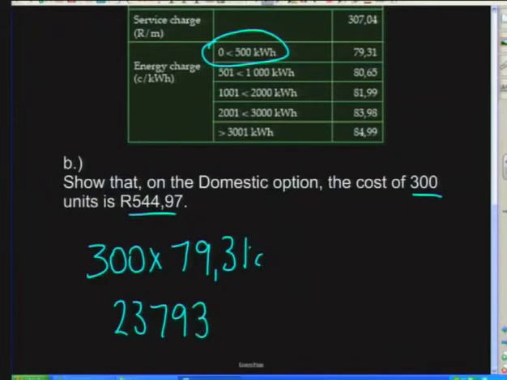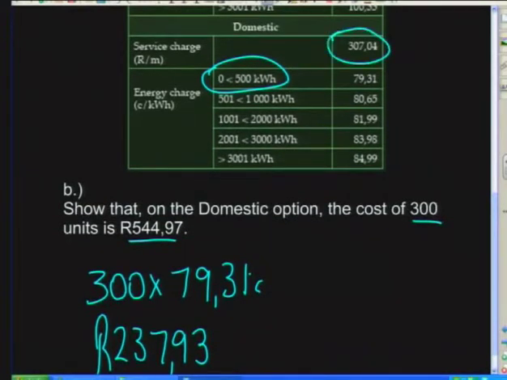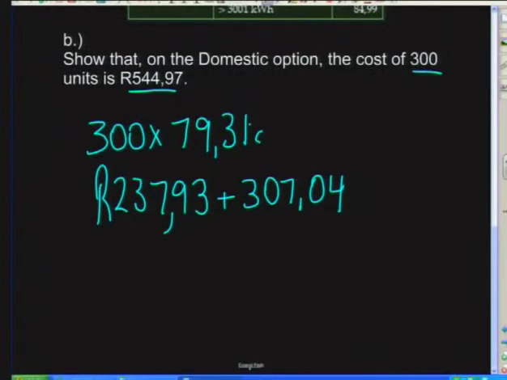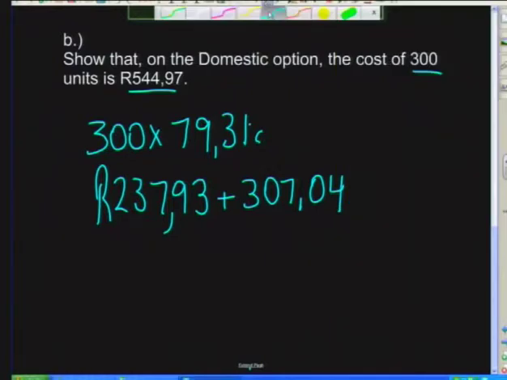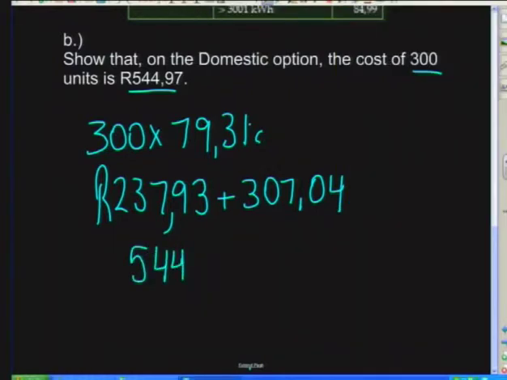237.93. Now remember, that was cents. I need to work in rands, so I'm going to just move my decimal twice or divide by 100. But with the domestic, we had a flat rate of 307 rand, so to that I need to add 307 rand and 4 cents. On my calculator I can divide that by 100, which will give me the amount in rands, and add my 307 rand and 4 cents, and I see that it's 544.97. At least there wasn't a mistake in this one. 544.97.